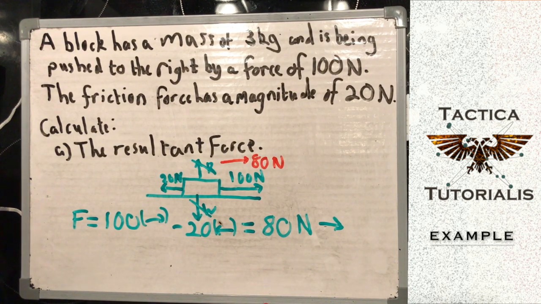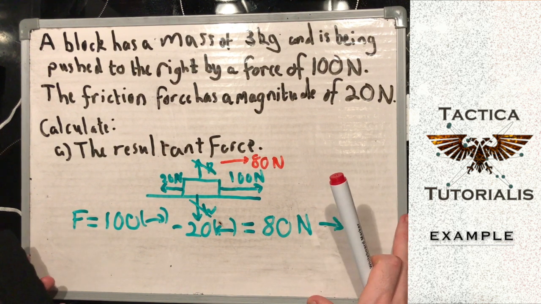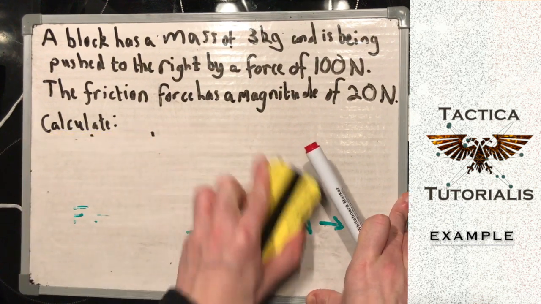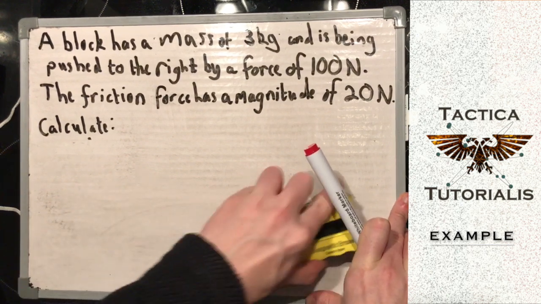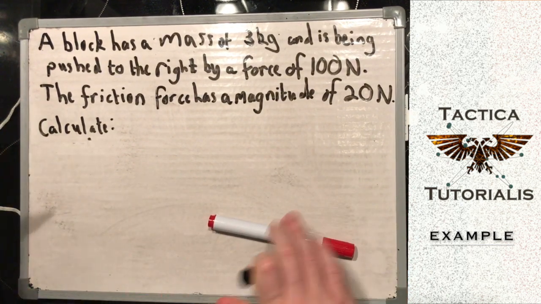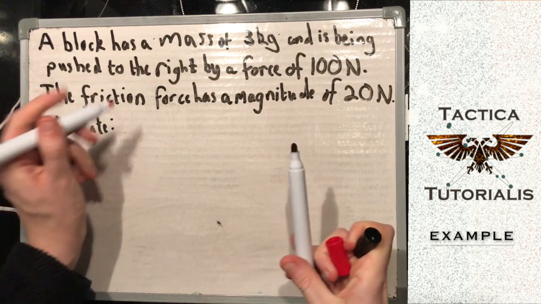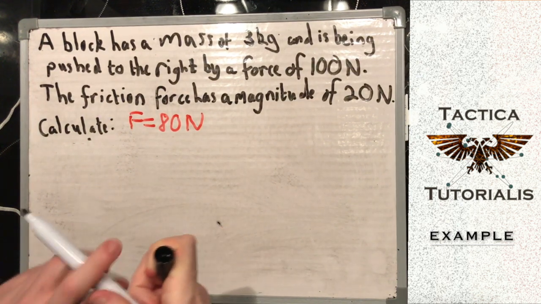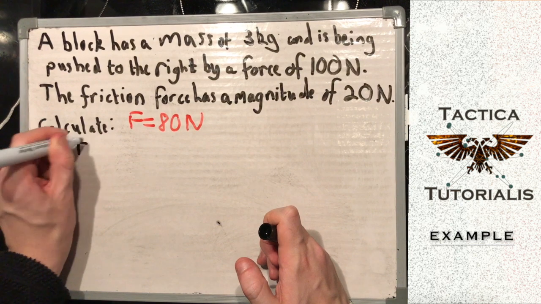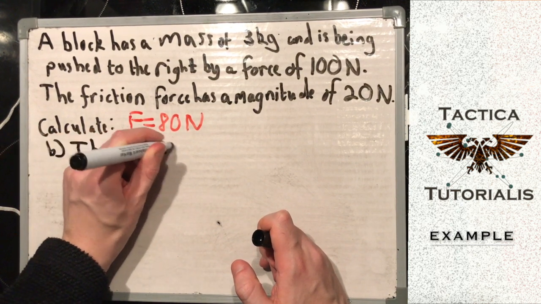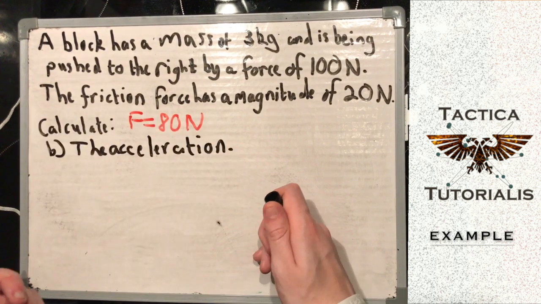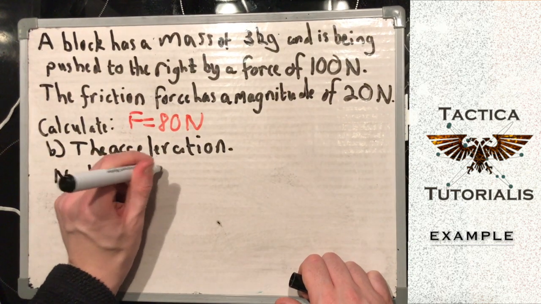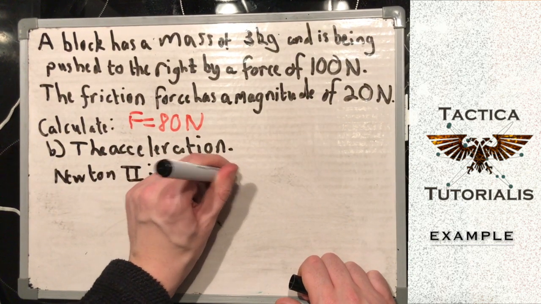Now, part B of the question, which I didn't write down because I wasn't sure how much space I was going to have, asks you to work out the acceleration. So let's just clear that very, very quickly. So I'm going to write F equals 80 newtons up there. So part B says calculate the acceleration. All you need there is Newton 2. So Newton's second law applies. So we know the formula from earlier, F equals ma.